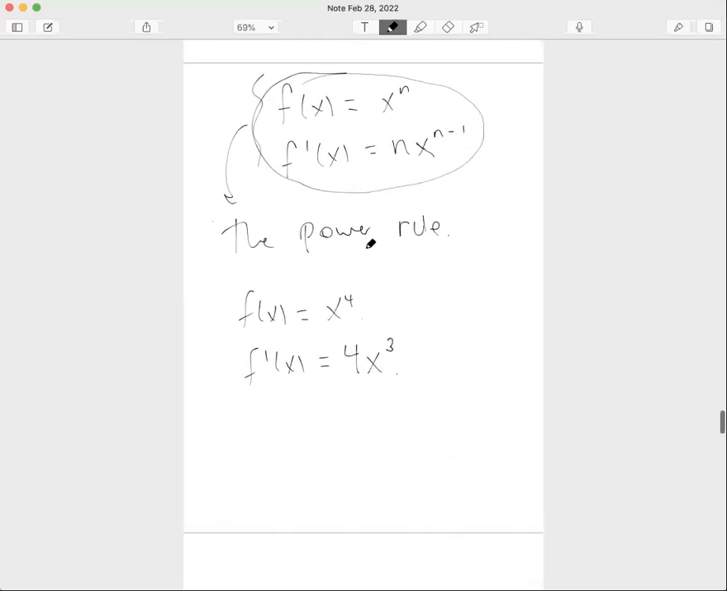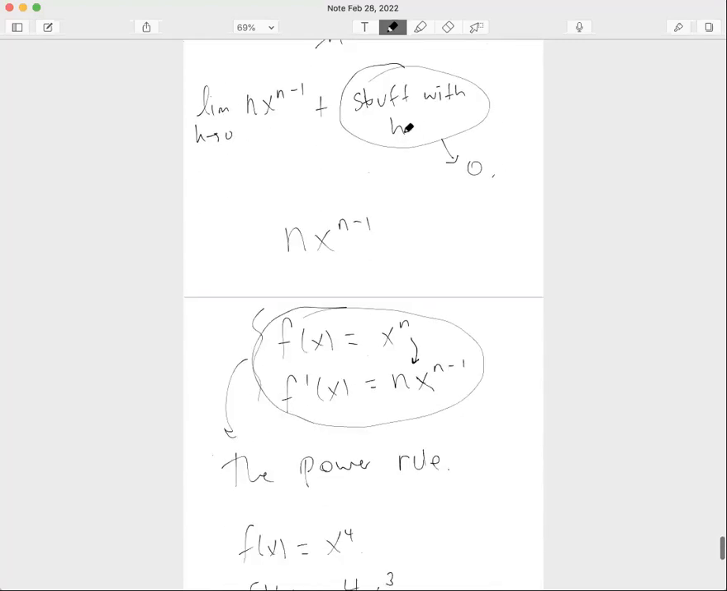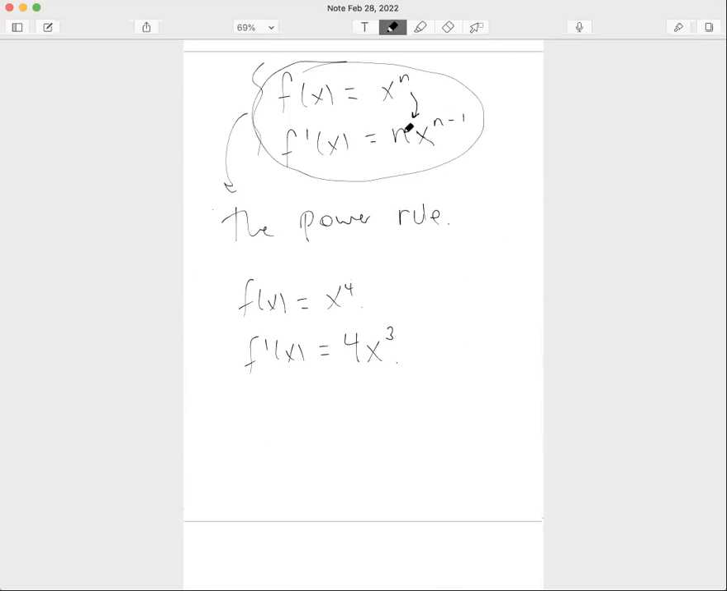It's not the easier way, it's a shortcut. It's using a formula, right? Going from here to here, there are a lot of steps, and that's what we did up above. So we have to show why it's true first before we can just say it. We can't just assume things are true. Okay, so that's the power rule.